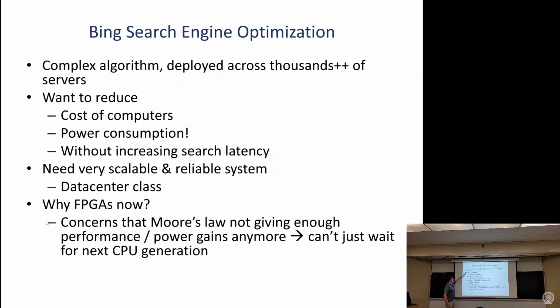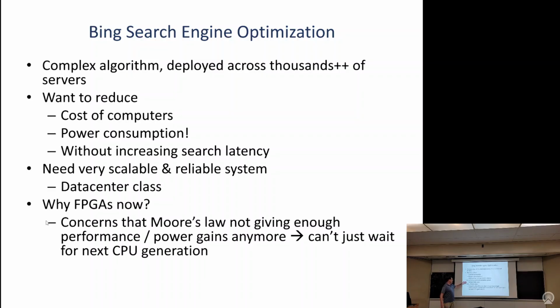And what they want to do is reduce the cost of the computers and the power consumption, and they don't want to increase search latency. So it's throughput computing in the sense that they have millions of people doing searches, but with a latency bound, because people just give up if it takes too long. And it's not just the average latency, they don't want the tail latency. They don't want to lose like 5% of their users every few hours because the latency for them was bad.